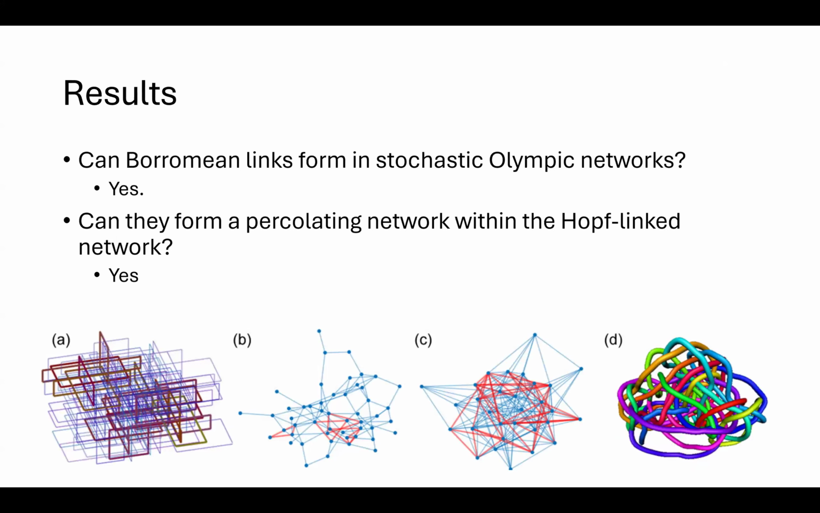So my motivating question was, can Borromean links randomly form in stochastic Olympic networks? The answer is yes. So here's a random example where I've made every rectangle that has a Borromean link bold. You can see there's a bunch of bold rectangles through there. Here's an example of a hypergraph where we see red triangles sprinkled throughout, but if you make it denser, then you can have a percolating network of Borromean links within this broader network of Hopf links, which I think is neat.